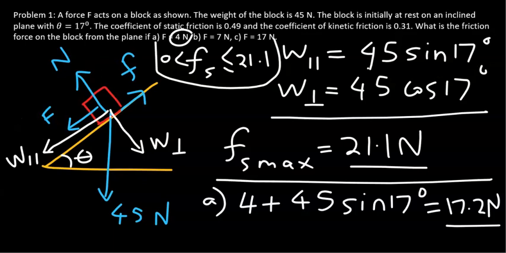So since the object is not moving, the type of friction that is acting on this body now is static friction, and the value of the static friction must be the same as the sum of these two forces, which happens to be 17.2 newtons.